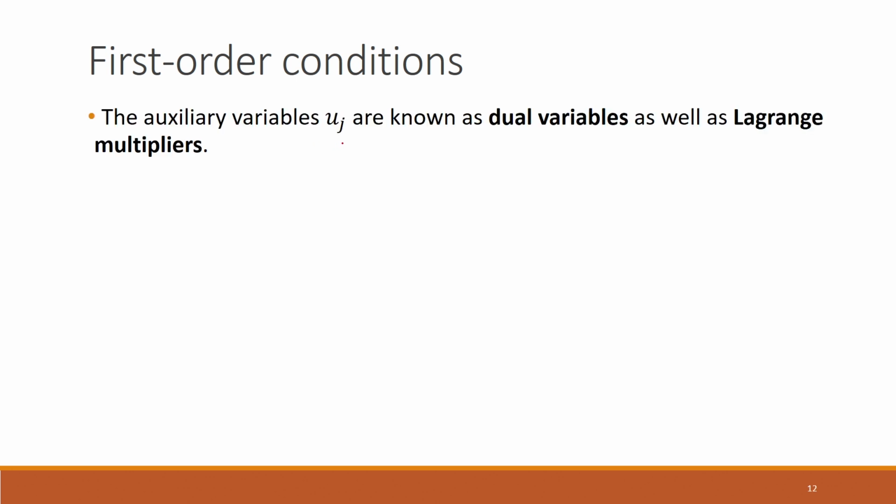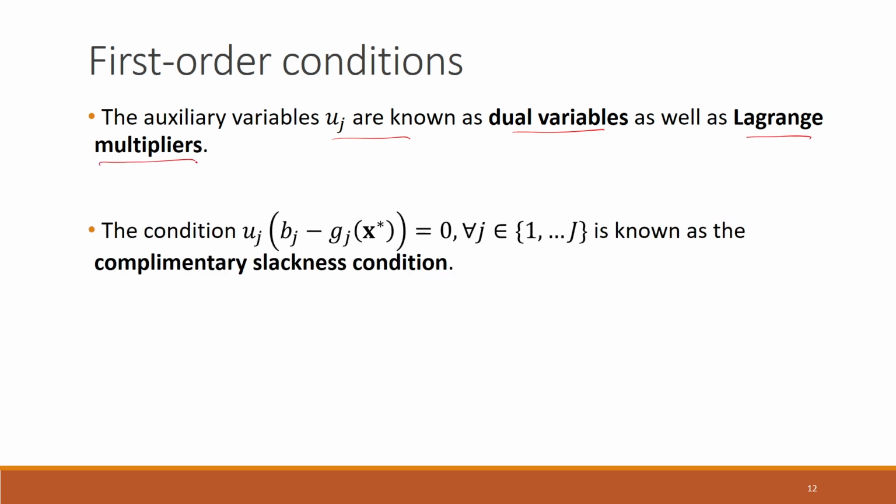These auxiliary variables uj are called dual variables, or sometimes Lagrange multipliers. And this condition, uj times (bj minus gj(x star)) equal to 0 for all j, is known as the complementary slackness condition.